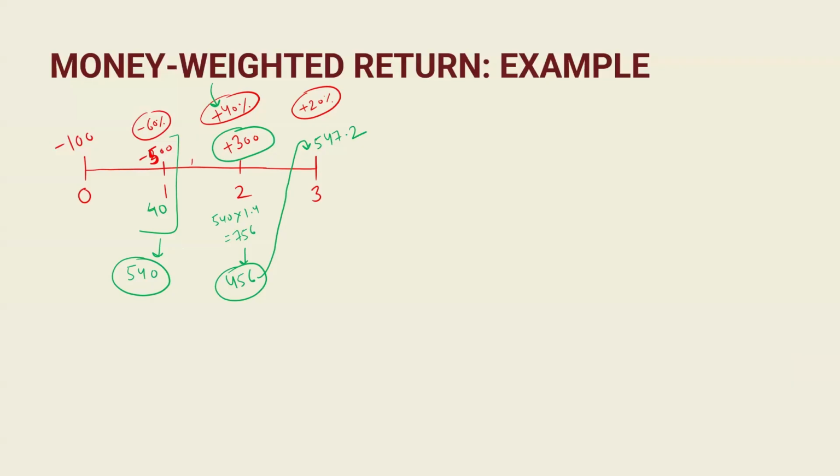Okay, so if I have to frame this in the form of an equation, how will I do it? We need to understand what my cash outflows and what my cash inflows are. So I invested 100, then I invested 500. Then I got 300, and tell me, 547.2, is it a cash outflow or a cash inflow for me towards the end? Exactly. This is an inflow.